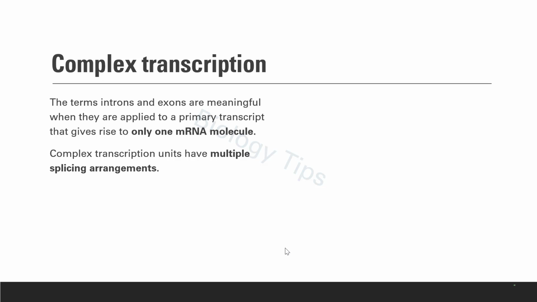Now, till now we studied the normal mechanism of transcription. Normal mechanism of transcription means from one hnRNA we are producing one mRNA, but there is complex transcription. From one hnRNA we can produce more than one protein. The terms introns and exons are meaningful when they are applied to a primary transcript that gives rise to only one mRNA molecule. Complex transcription units have multiple splicing arrangements. So in the coming session, we will study complex transcription. In complex transcription, there is a method we use called alternate splicing.